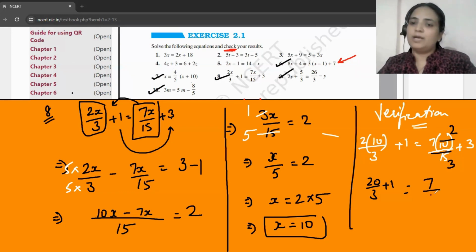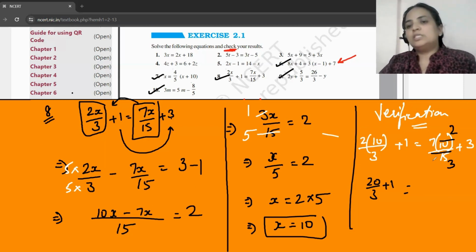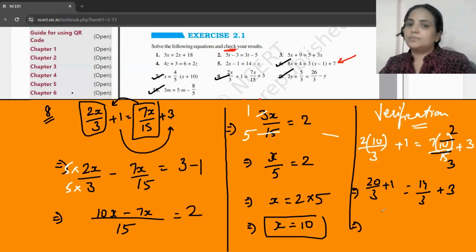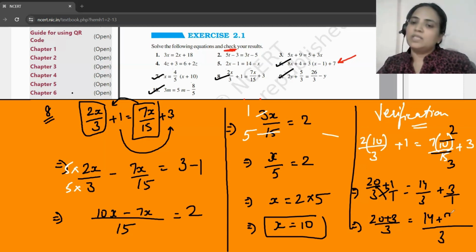So this is 7 by 3 plus 3. Oh, that's 14 by 3, 7 twos are 14, I missed the twos. So this is 14 by 3 plus 3. Right, children? Taking LCM of 3 and 1, that is 3. So now I will write it as 20 plus 3, I've cross multiplied, equals to 14 plus, again LCM of 3 and 1 is 3. So I'm writing 3 here and this becomes 9.